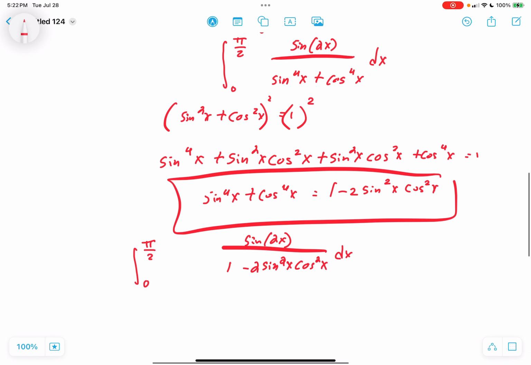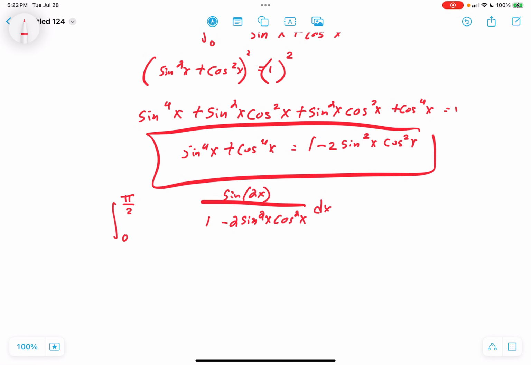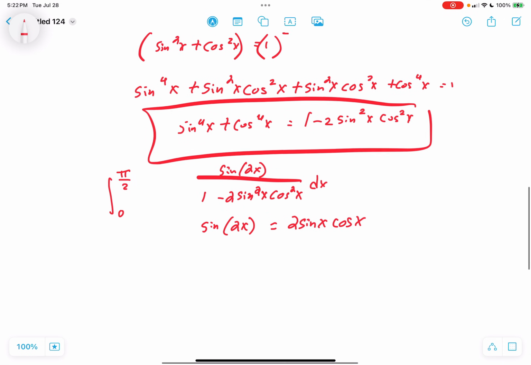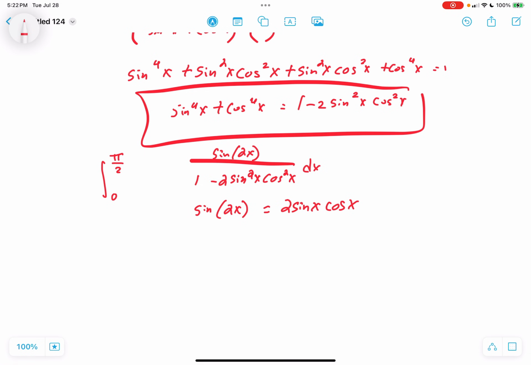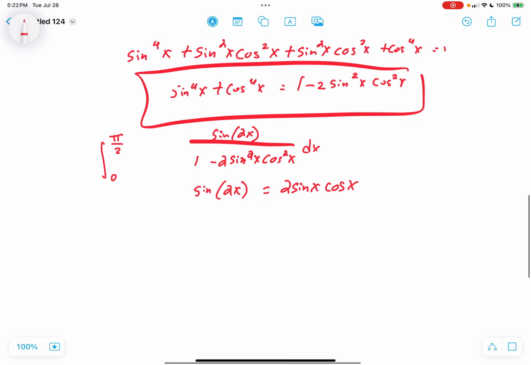Okay, now let's think about what I can do here. So one other thing I know is that sine of 2x equals 2 sine x cosine x, okay? And with that knowledge, what if I try and let u equal sine squared x? Because if I were to let u equal sine squared x, well, then the derivative of that is 2 sine x cosine x. So let's try and do that.